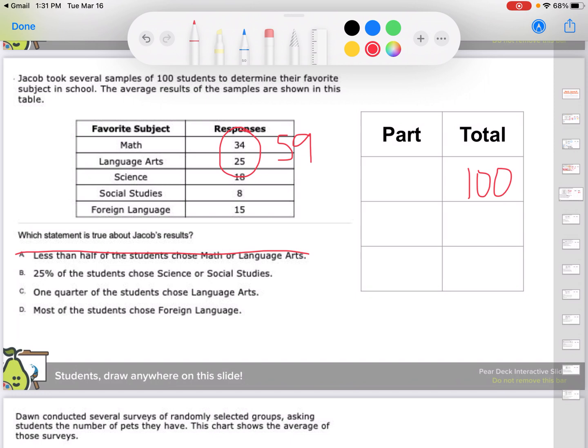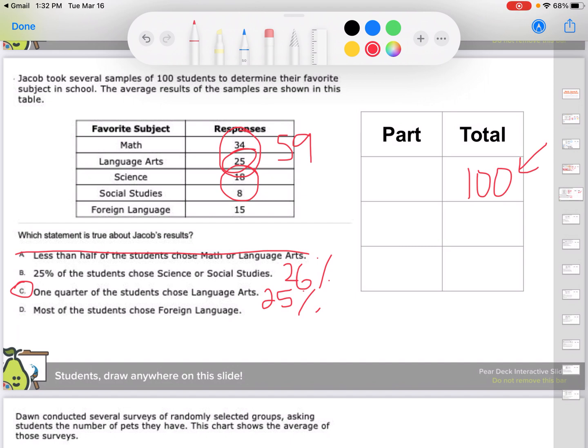25% of the students chose science or social studies. Well, science and social studies is, what, 8 and 8 is 16, 26. So that would be 26%. So I think that might be close. And I can do percentages because the total is 100. 1/4 chose language arts. Well, that's right on the money. That's 25% exactly. And 1/4 is 25%. So I'm thinking it's C.